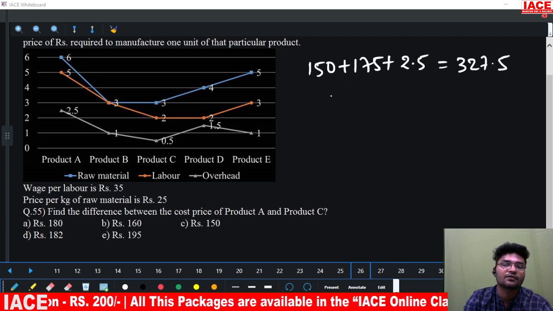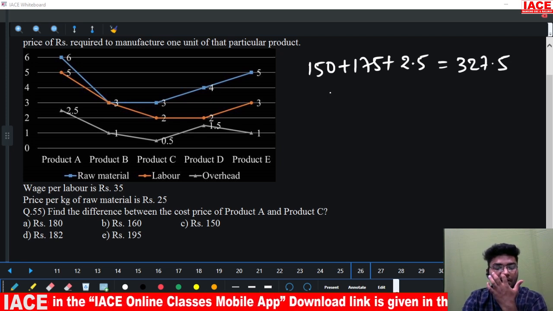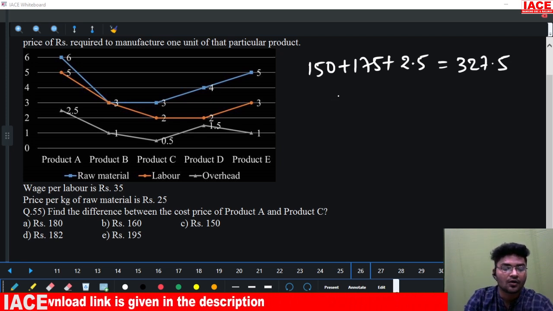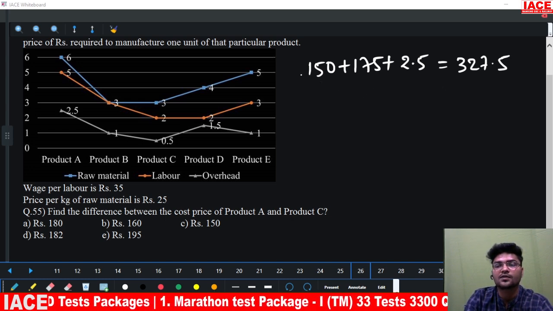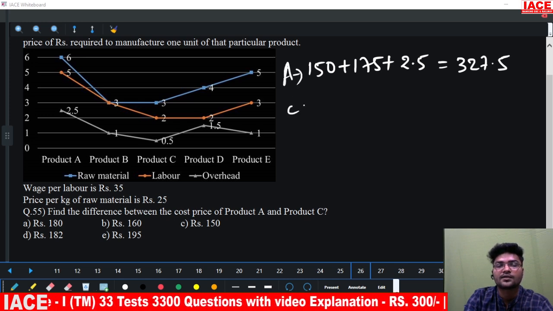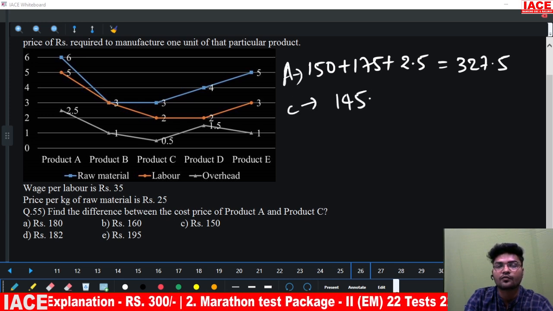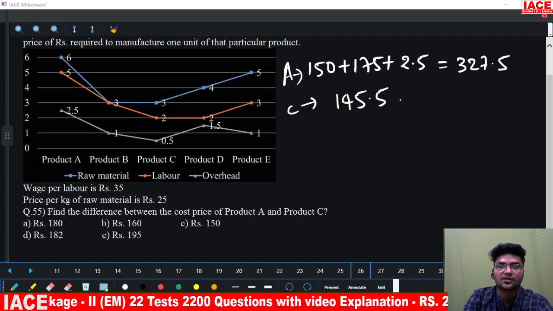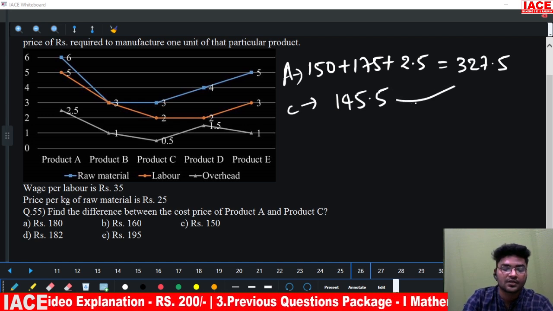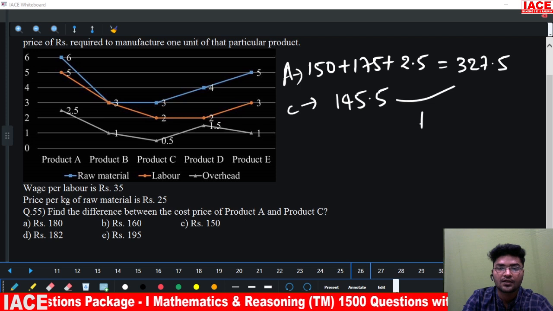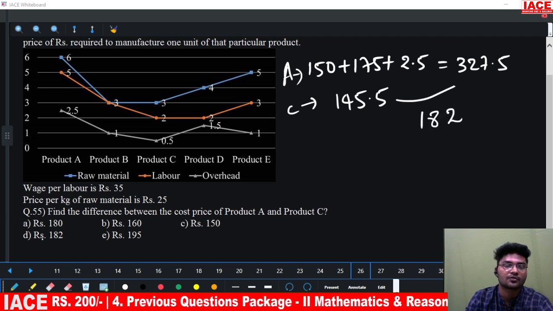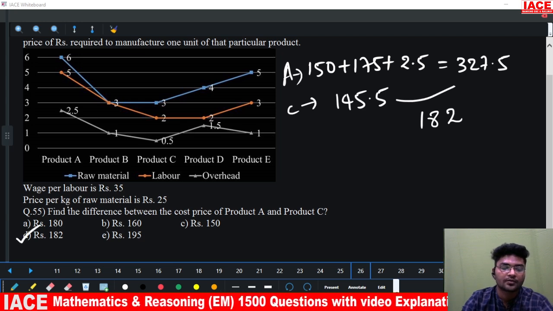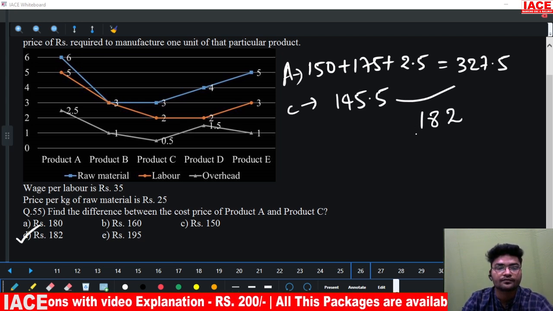Now let us calculate for product C. Product C we have already calculated in the previous question, that we can utilize here: 145.5. Now what is the difference? Difference here comes out to be 182. So the correct answer will be option D.